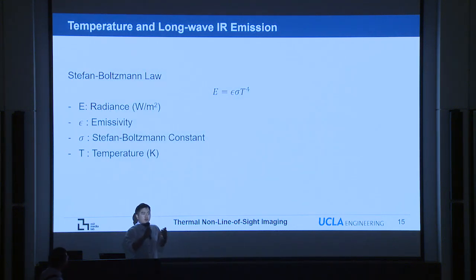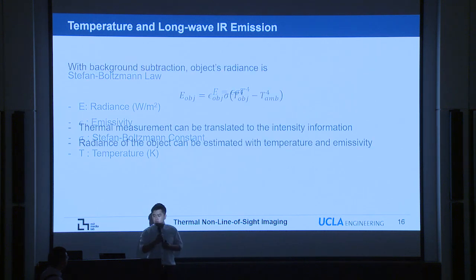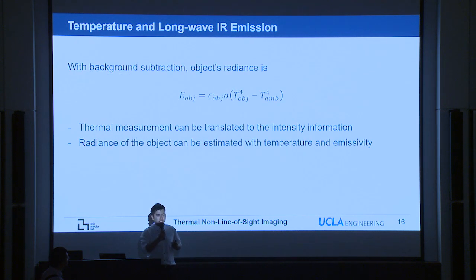Now let me describe how we model the target as a light source. The Stefan-Boltzmann law relates the temperature of the black body and the long-wave IR radiation. Including an emissivity term, if we know the temperature and emissivity of the object, we can estimate the radiance of the hidden light source. With the background subtraction of the ambient temperature, we can treat the object with a long-wave IR radiance shown on the slide in the equation.